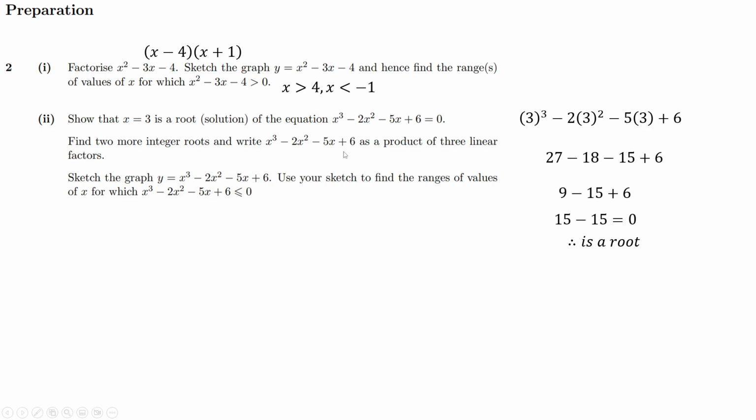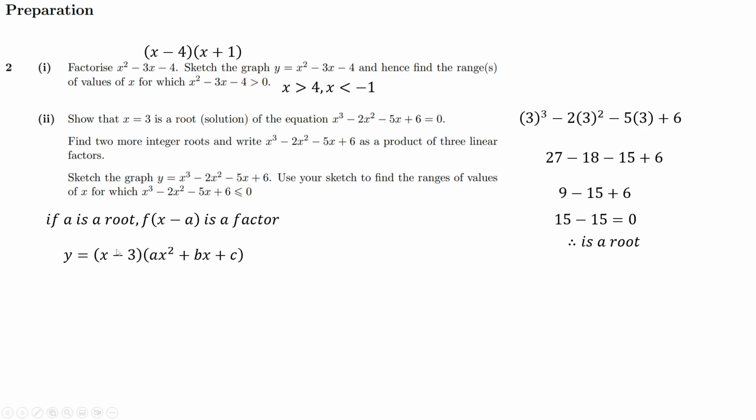Find 2 more integer roots and write this as a product of 3 linear factors. If a is a root, right, this is just factor theorem by the way, then x minus a is a factor, right? We have 3 is a root, which means that x minus 3 is a factor. And I could just say that this polynomial here, this cubic, is just a linear factor multiplied by some other quadratic, right?